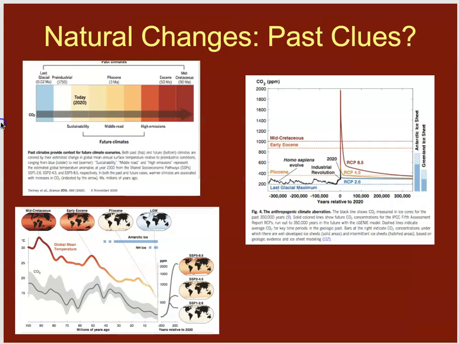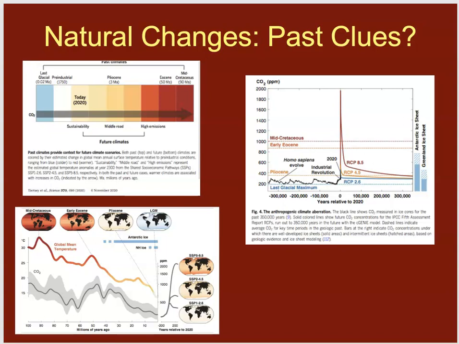These three diagrams give you an idea about the magnitude of change in Earth's climate that I'll be talking about in this lecture. Let's first look at the lower left. There are four big periods of time that are highlighted in this graph: the mid-Cretaceous, when dinosaurs roamed the Earth, the early Eocene, the Pleistocene, and the last glacial maximum.